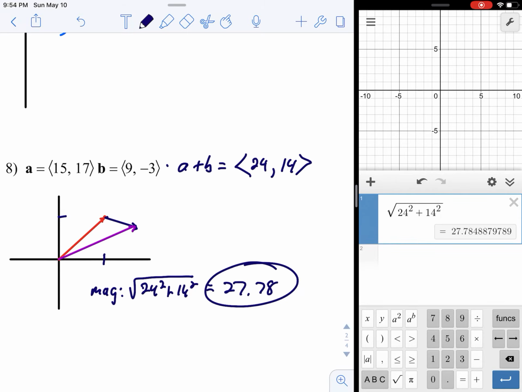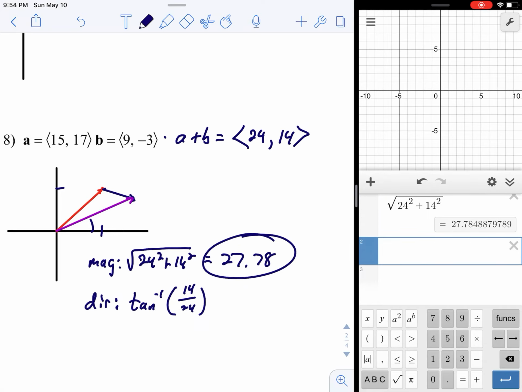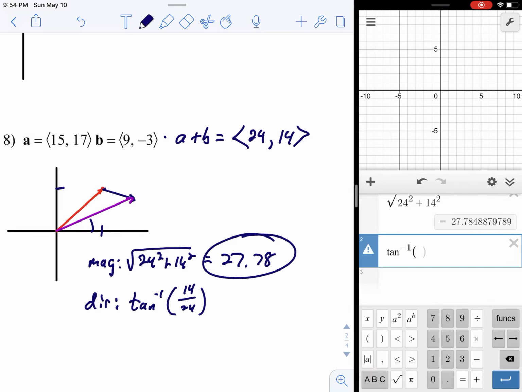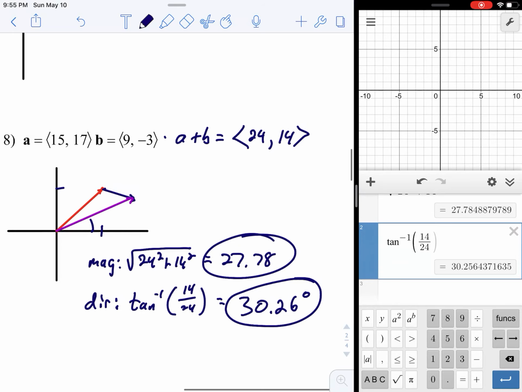27.78. And then for the direction, dir. Okay, we are in the first quadrant, so whatever I get is the answer. I don't have to add 180, subtract 180, subtract 360, none of that funny business. I just need to do the inverse tangent of y over x, 14 over 24. So, function, inverse tangent, 14 over 24, 30.25, that 5 rounds up to a 6 degrees.